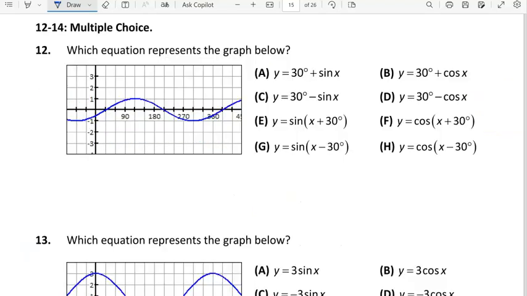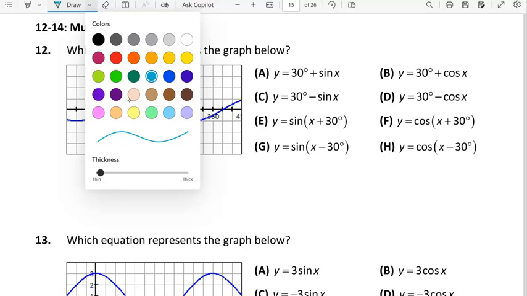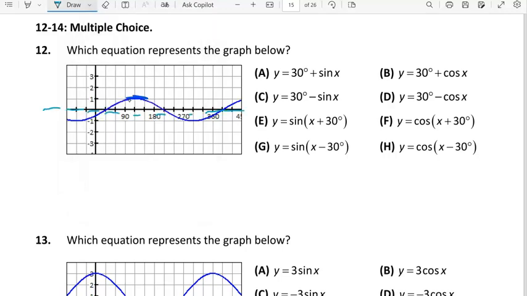In number 12, we're asked which equation represents the graph below. And so I see here a sinusoidal function that's been translated either left or right. It's not been translated up or down because our middle value on the sinusoid is still right at 0. What that means is the addition or subtraction needs to happen on the inside of the parentheses. So let's eliminate those first 4 answer choices.